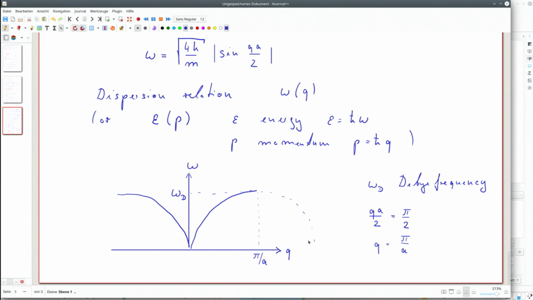Did you follow my calculation here? The maximum of the sine is at 90 degrees, yeah, and 90 degrees is pi over 2. That's the way I think. Yeah, so this is pi over 2. So I think my notes are wrong here.